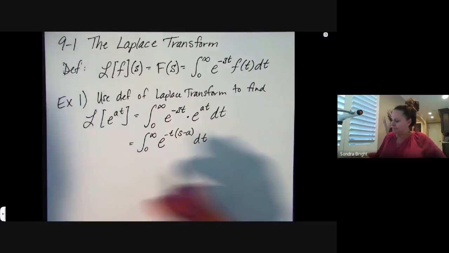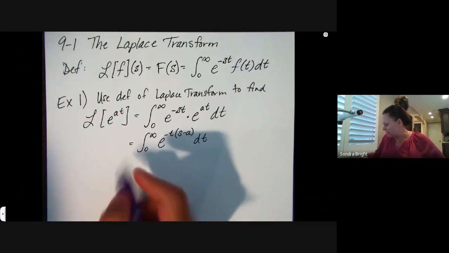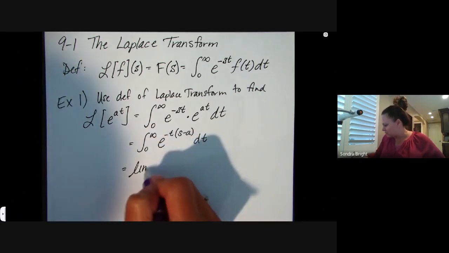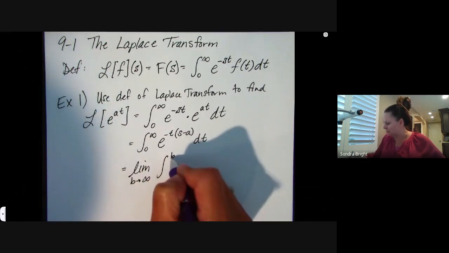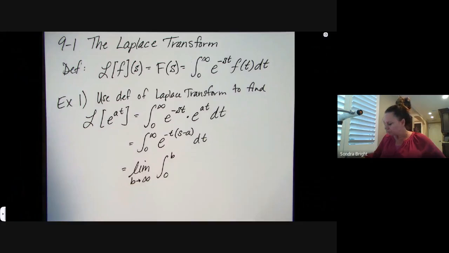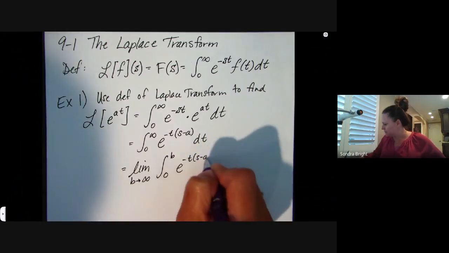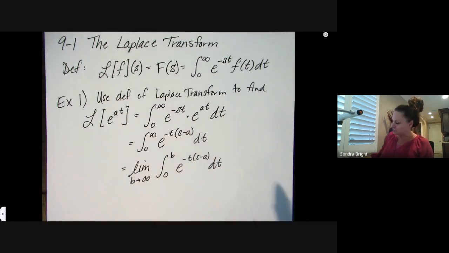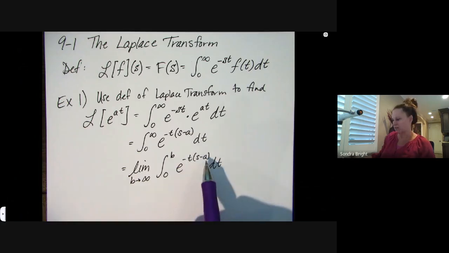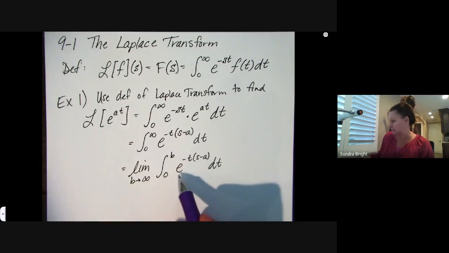All right. And then this is an improper integral. And remember what we would do is write this as the limit as b goes to infinity of replacing that infinity with b, and then the integral from 0 to b of e to the negative t times s minus a dt. Okay, so now when we go to take this integral, remember this is with respect to t, so both s and a are constants. We're integrating this with respect to t, so this is actually a pretty easy one to integrate, right?